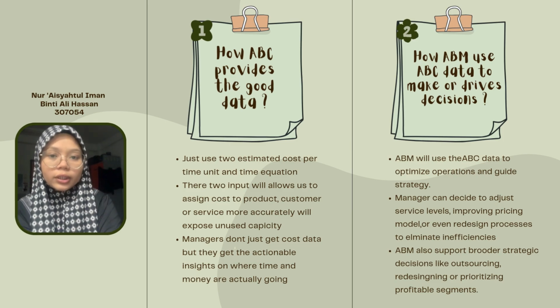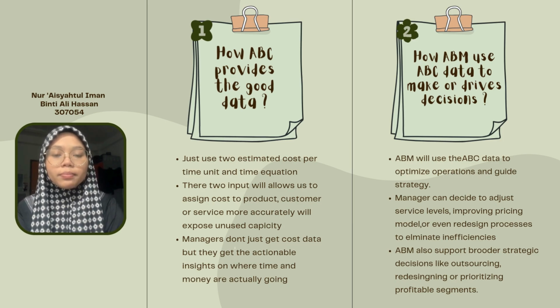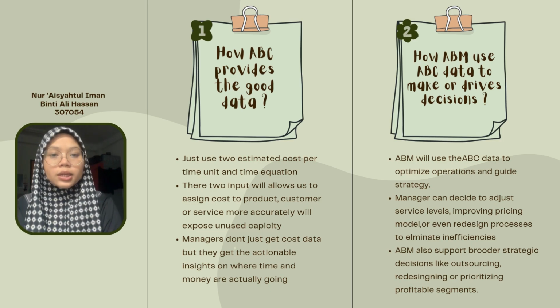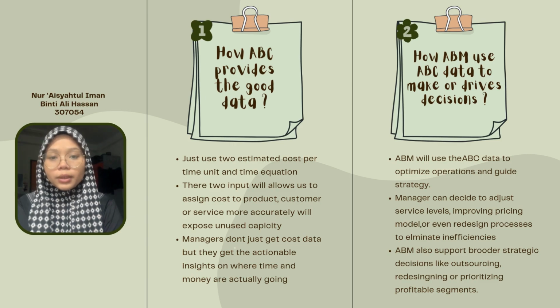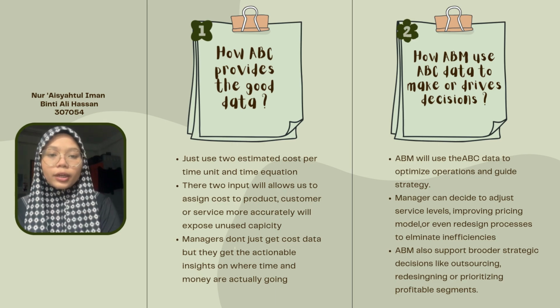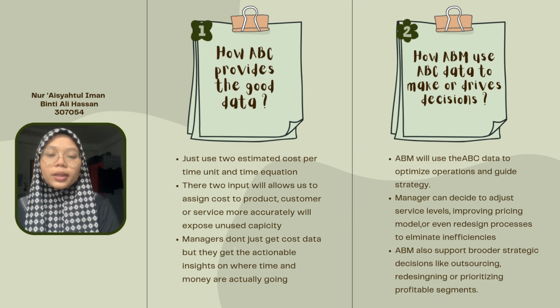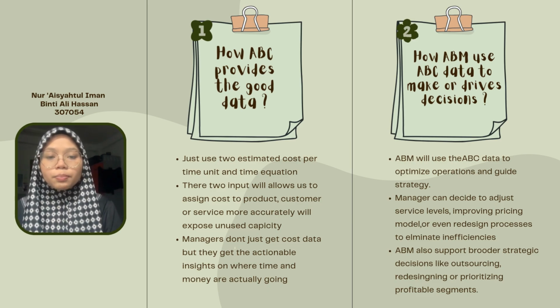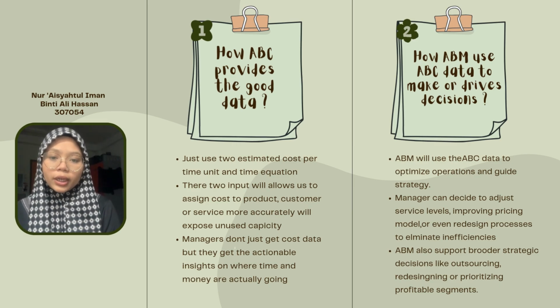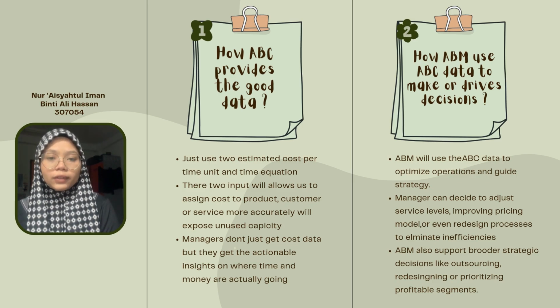After ABC data is provided, now I want to explain how activity-based management (ABM) uses the ABC data to drive the decision. ABM will use the ABC data to make decisions like optimizing the operation and guiding strategy. From this information, managers can decide to adjust service level, improve the pricing, or redesign the processes to eliminate inefficiency. ABM also supports broader decisions like outsourcing, redesigning a workflow, or prioritizing profitable segments. So, we move from just tracking costs to actively managing performance and aligning resources with value-creating activities.